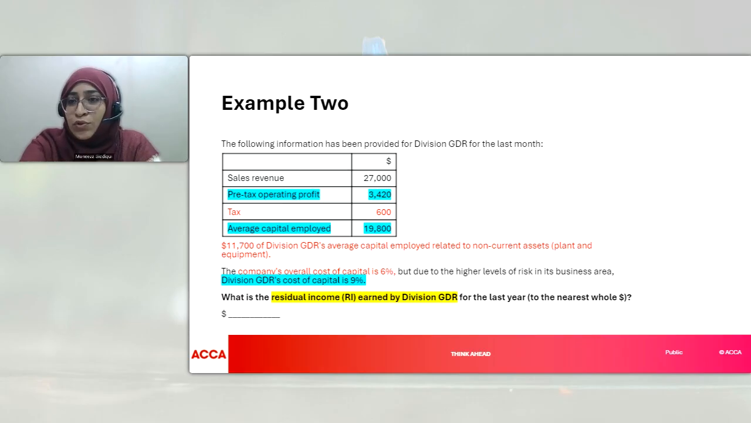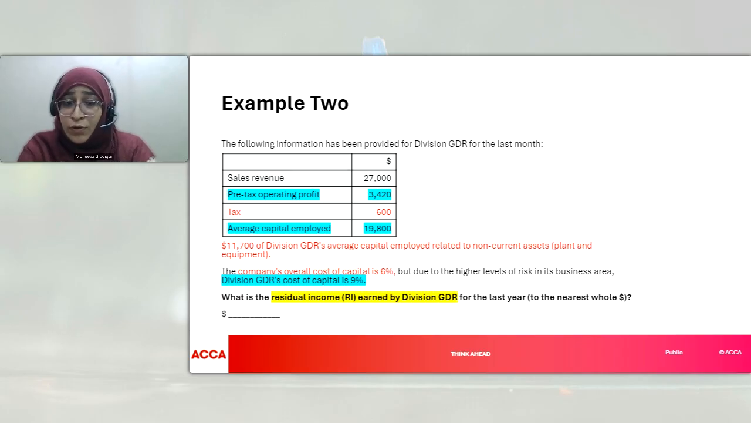Now, you can, of course, go through it in detail because it's part of the examiner's report. I'm just going to summarize it for you. So the requirement was that we had to calculate the residual income for a particular division of a company. Right now, as soon as you read the requirement, you should immediately be thinking, okay, residual income, what's the formula? And the formula is your operating profit less the imputed interest, which is, of course, the cost of capital applied to the capital employed.